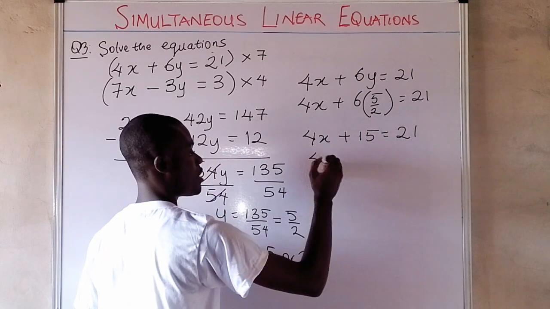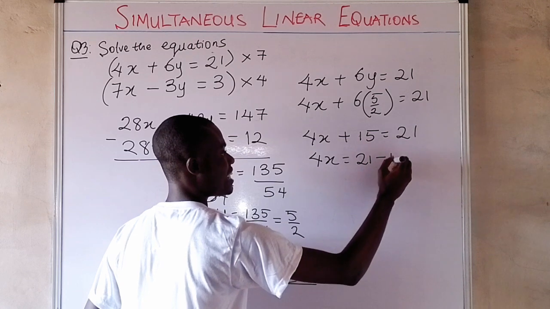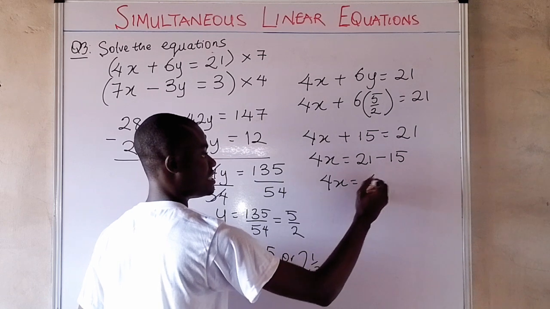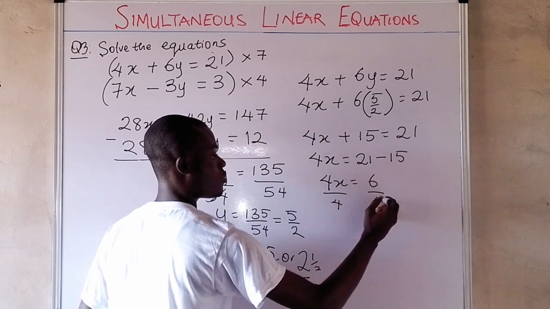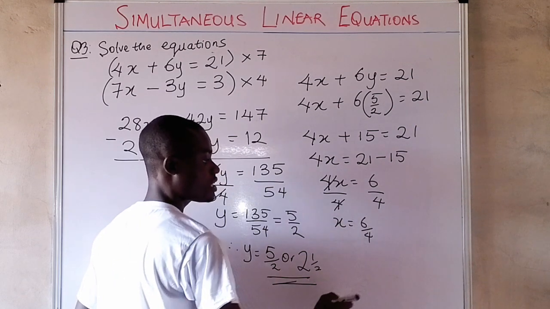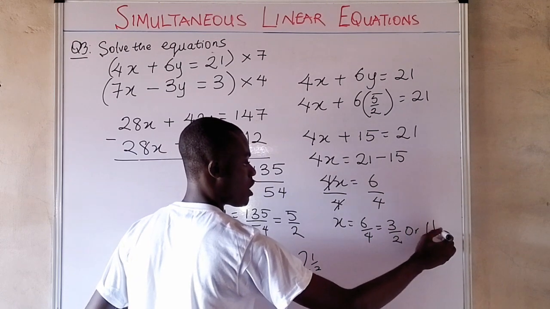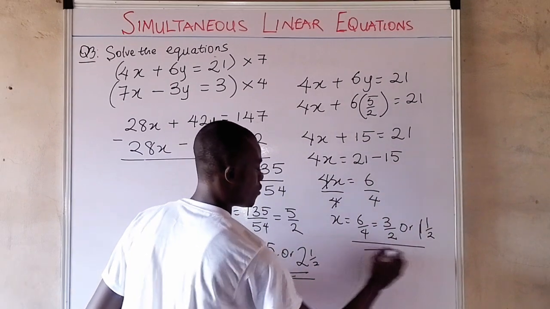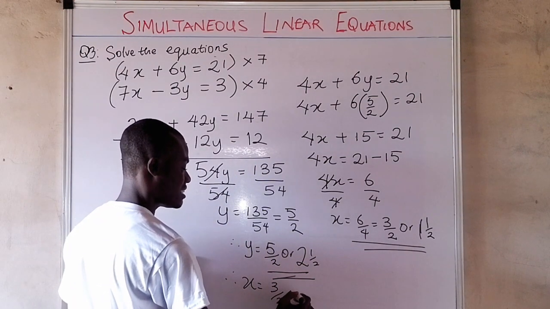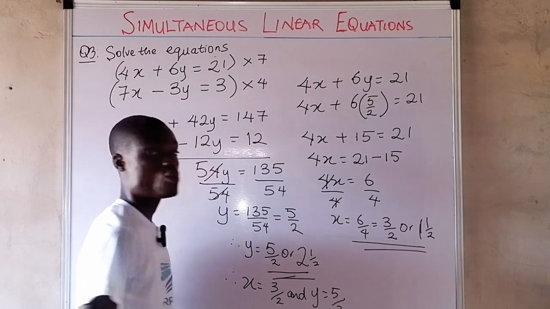So we'll collect like terms. So we have 4x is equal to 21. If plus 15 comes to the other side, we are going to have minus 15. So 4x is equal to 21 minus 15, which is 6. Then we divide both sides by 4. When we divide, 4 will cancel 4. So therefore, x is equal to 6 over 4. But we can break down this fraction. So it becomes 3 over 2, or 1 whole number 1 over 2. So therefore, x is equal to 3 over 2 and y is equal to 5 over 2. So these are the values of the unknown.